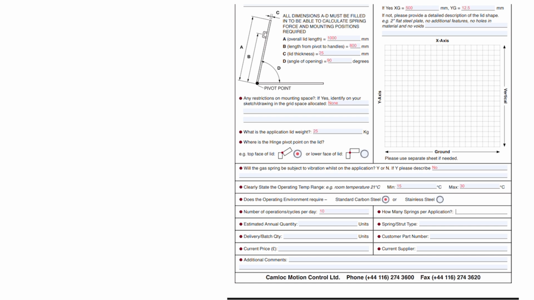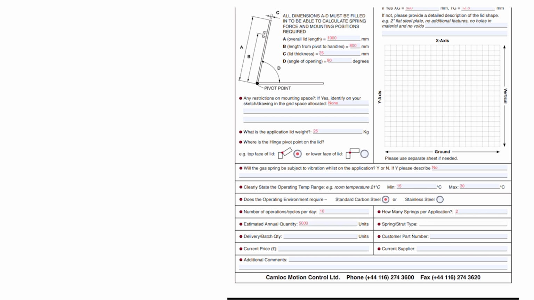The number of springs per application, the general rule, best practice is to use 2 gas struts per application. It may be more than that, it may be only 1 depending on what you're using, but generally it would be 2. A little bit more information about how many springs you require per year. Say on this one that it's 5,000.